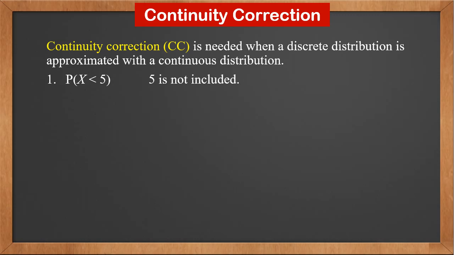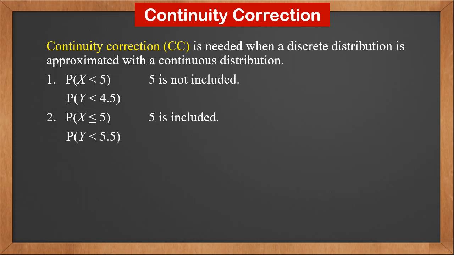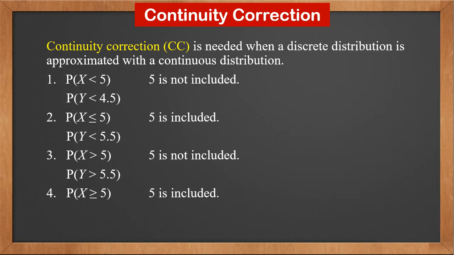For X < 5, 5 is not included. So we use Y < 4.5. For X ≤ 5, 5 is included. So we use Y < 5.5. For X > 5, 5 is not included. So we use Y > 5.5. For X ≥ 5, 5 is included. So we use Y > 4.5. The key is to see whether the value is included or not.